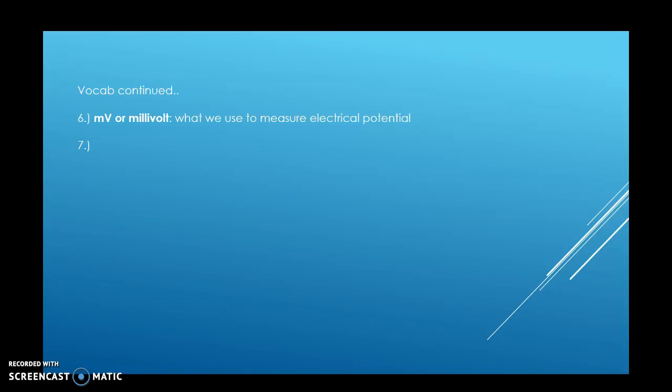Millivolt and volt, that's the measurement used for the electrical potential. So we measure everything in millivolts, mV. Okay.